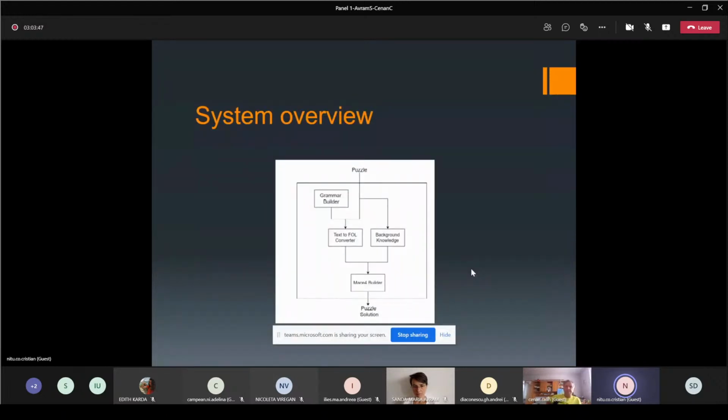Here we can see the overview of my system. The puzzle is given as an input. We have 4 main components: a grammar builder, a text-to-file converter, background knowledge, and a Mace4 builder. And the output is the puzzle solution.